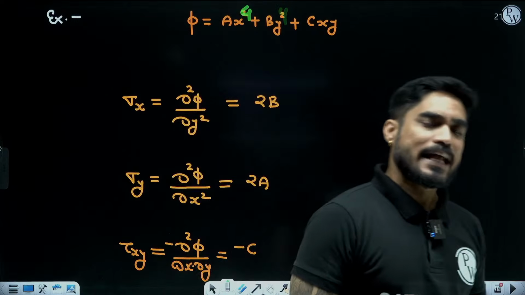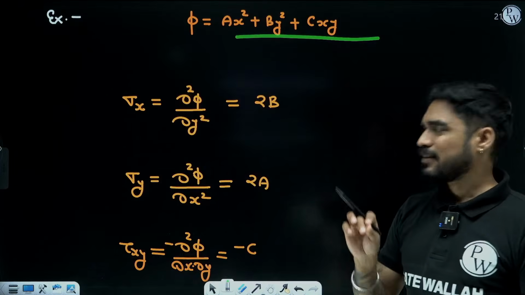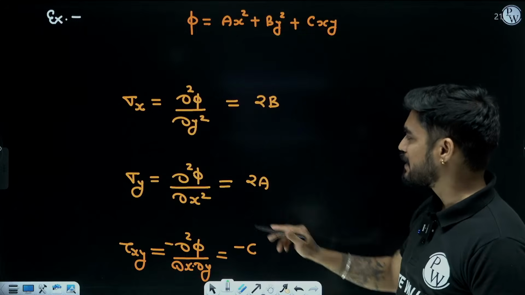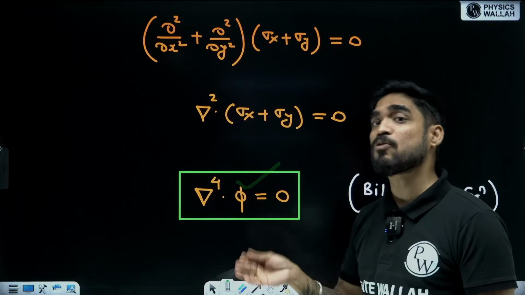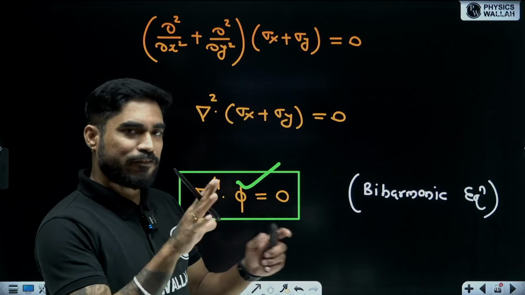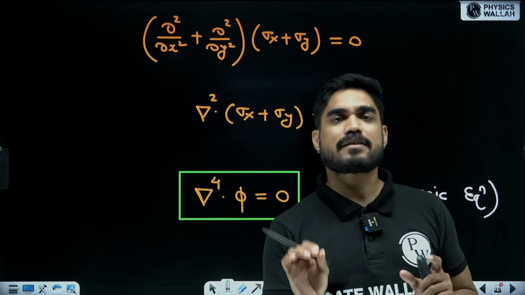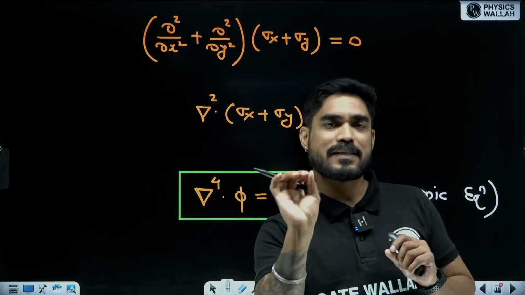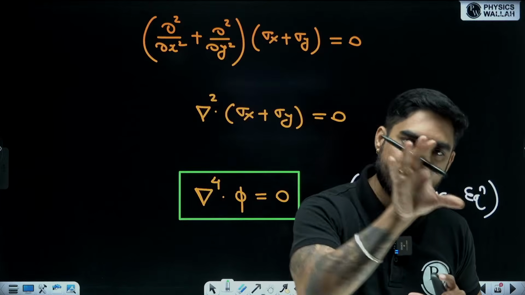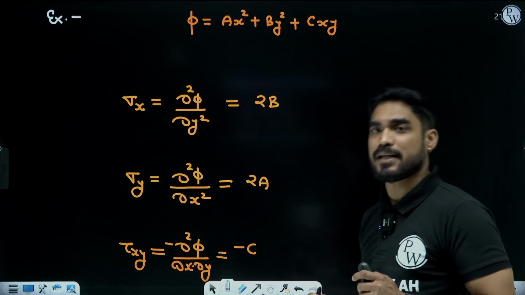Sir, can we choose any function like this? Beta, see, this should satisfy this equation as well as the boundary condition. What is the boundary condition? For every problem, you will get some boundary conditions, meaning there will be some values of sigma x, sigma y, tau xy on the boundary. So the function should also satisfy the boundary condition.